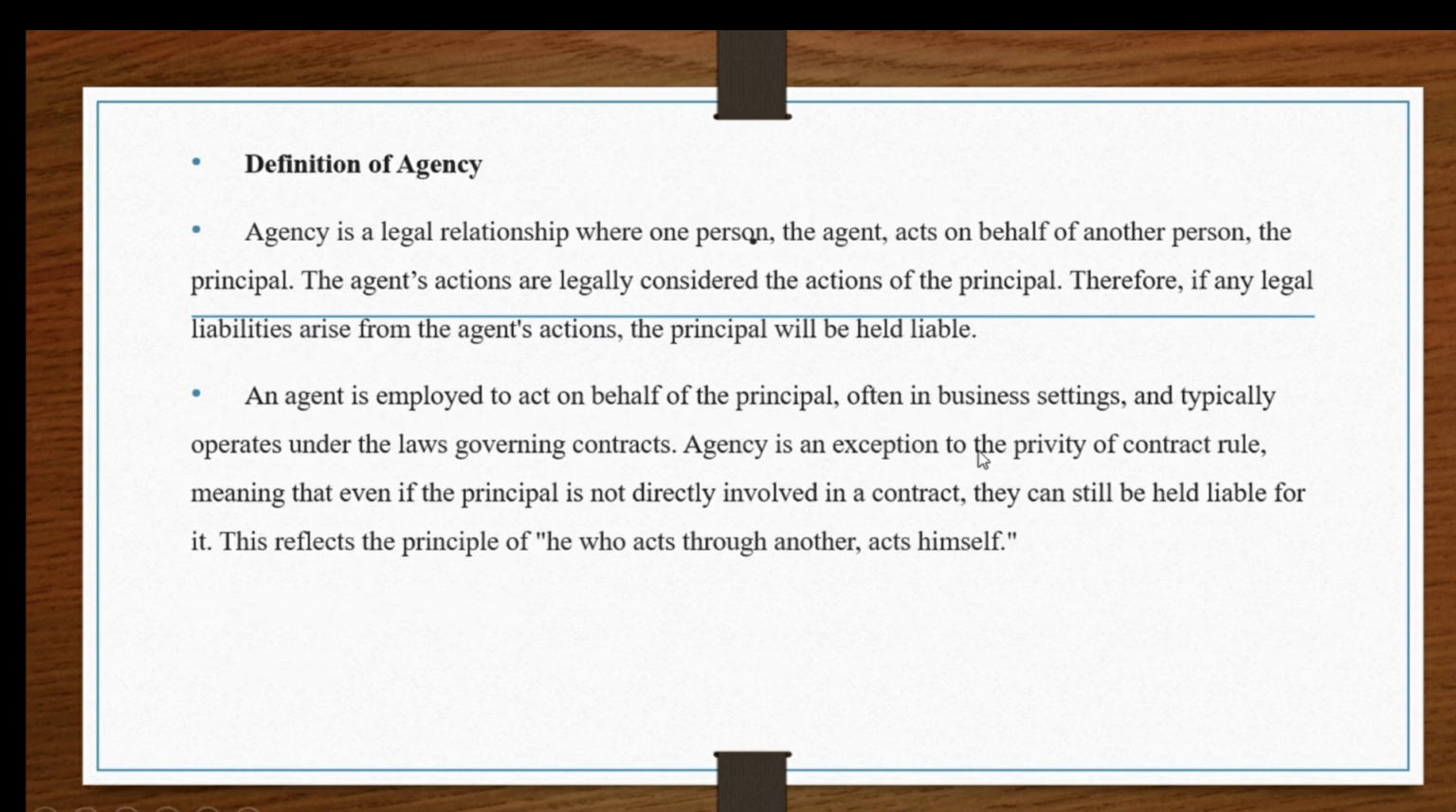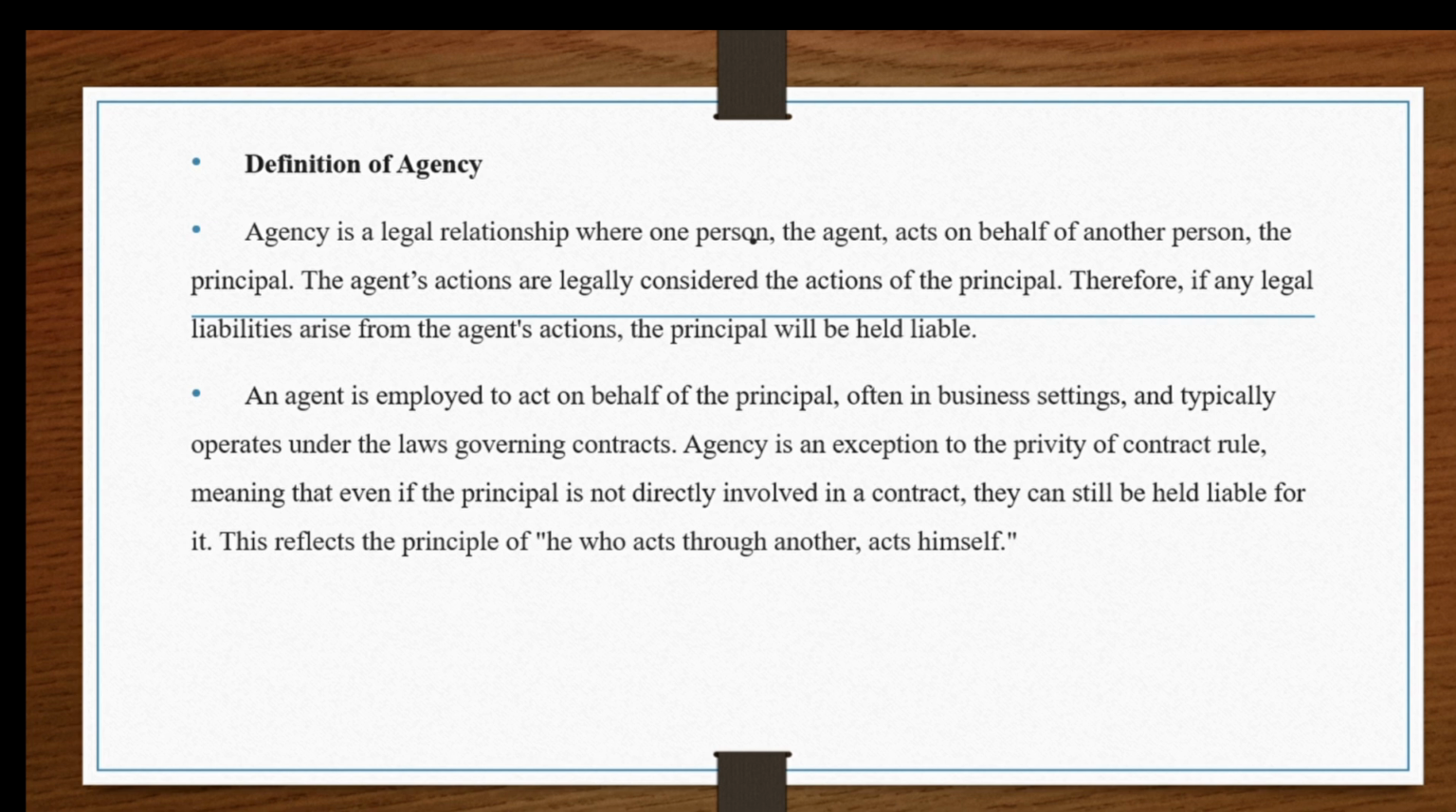So we shall start by defining agency. What does agency mean? Agency comes from the word agent. So agency is a legal relationship whereby one person, who is called the agent, acts on behalf of the other, who is called the principal. So the agent is acting on behalf of the principal with the instructions from the principal. The agent's actions are legally considered to be the actions of the principal, since the agent is acting on behalf of the principal. So the agent is somehow like a third party. They act on behalf of some other person.